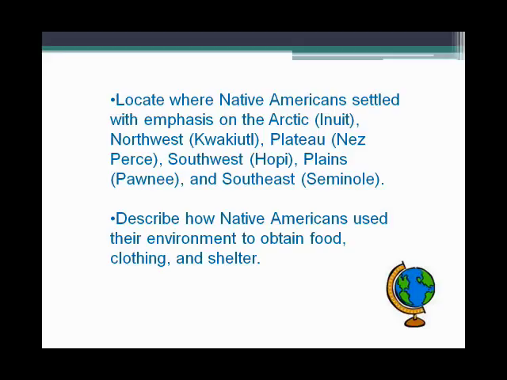Describe how Native Americans used their environment to obtain food, clothing, and shelter. I'll repeat the pronunciation for the tribes that we are studying so that you can begin learning how to say the names correctly. Once again, the different tribes are Inuit, Kwakiutl, Nez Perce, Hopi, Pawnee, and Seminole.